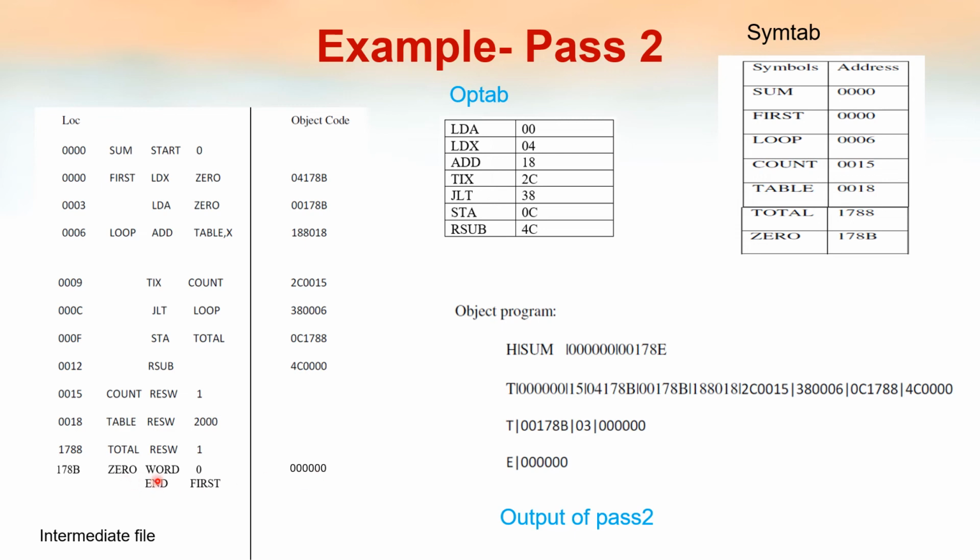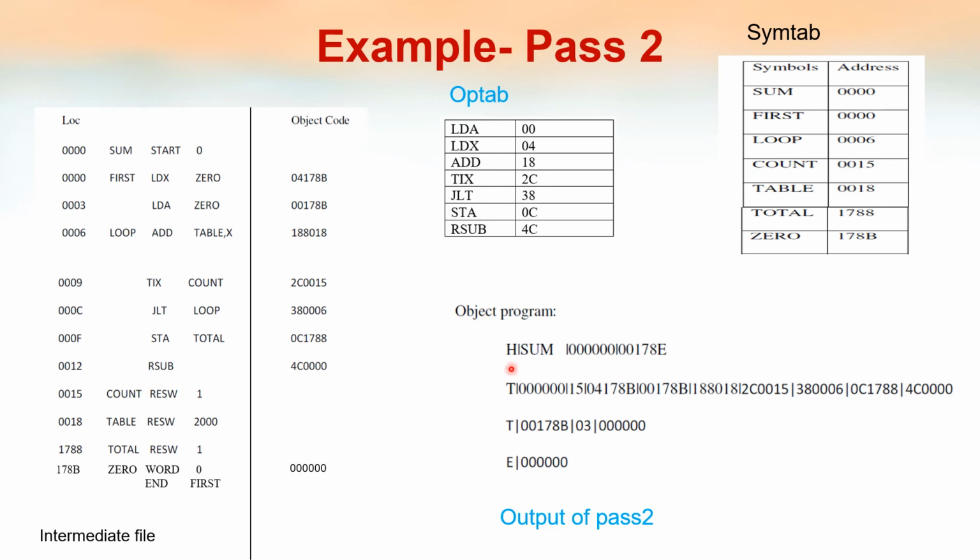For example, ZERO WORD 0. WORD means it is a constant. The constant value is 0, so that is written as the object code. The constant value is written as the object code. After writing these object codes, it has to be written in a proper format. Object program format we have already learned. It has header record, text record, and end record. After this length, one text record is finished, which means it has to initialize another text record. So it will be written in the proper format.